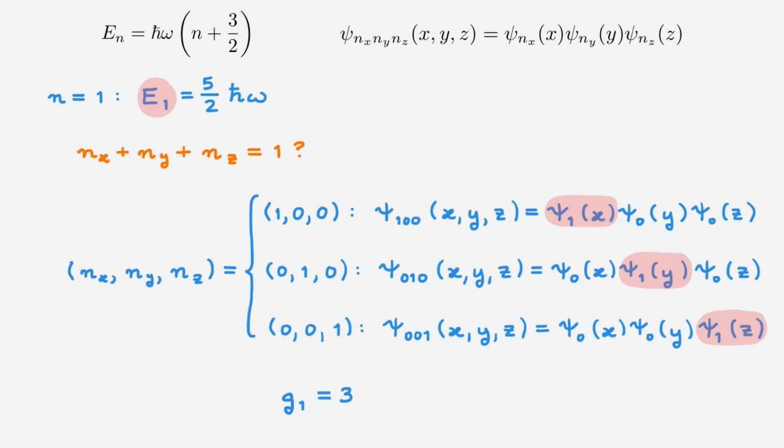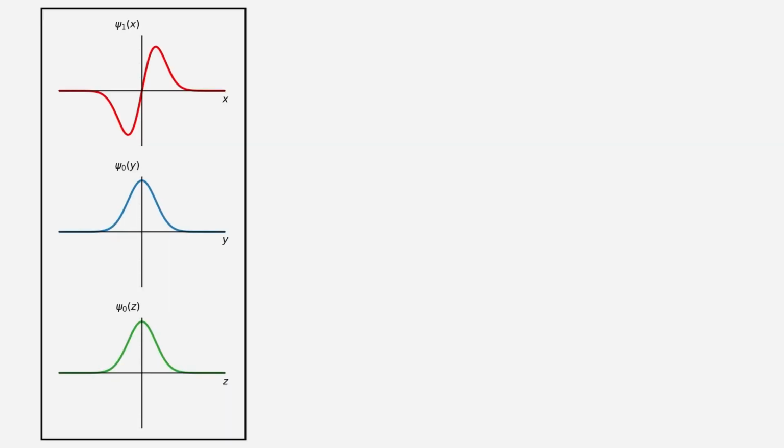Unlike the simple mathematical form of the ground state wave function, the wave functions of the excited states have longer, less intuitive expressions, so rather than writing down their explicit mathematical form, we will directly visualize them. Let's visualize the triply degenerate first excited state.